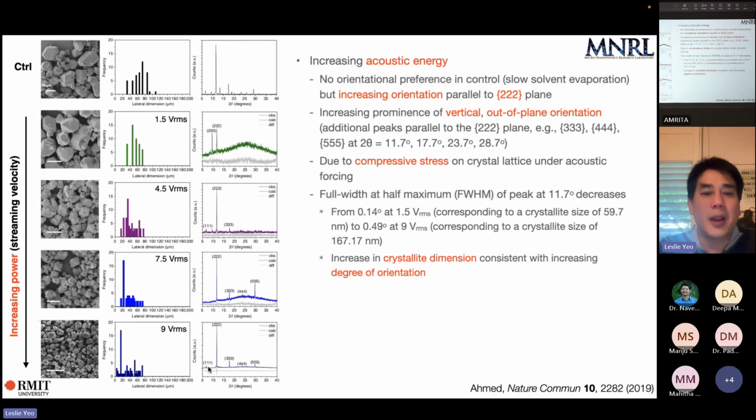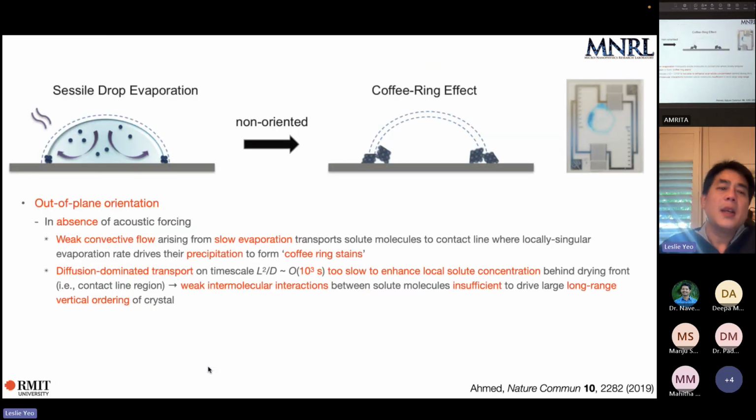So it's like driving a truck and you smash into these Lego bricks, and they stack up on top of each other. That's the analogy I can think of for what's happening here. So to piece together a plausible mechanism, here's what we think is happening. When you have slow solvent evaporation, this is the control case.